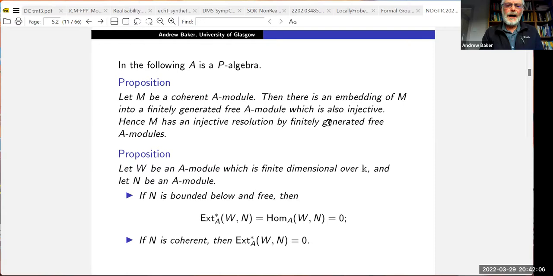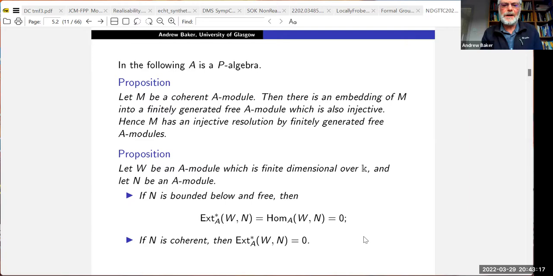Some other things which turn out to be very useful and have been very heavily used by topologists: if you have a finite dimensional A module, so remember we're talking about graded gadgets, so W is a graded thing, but its total dimension is finite over the ground field, and N is any A module, if N is bounded below, then Ext over A from W to N turns out to be trivial, right? In the special case where N is coherent, I've said something silly there. The first statement is N is free, right? Yeah, sorry, I didn't read it properly. So that's where N is free. The second statement is only insisting that N is coherent, then all the Ext groups vanish. Now, these kind of vanishing results occur in topology in many papers, but they're characteristic of these P-algebras.